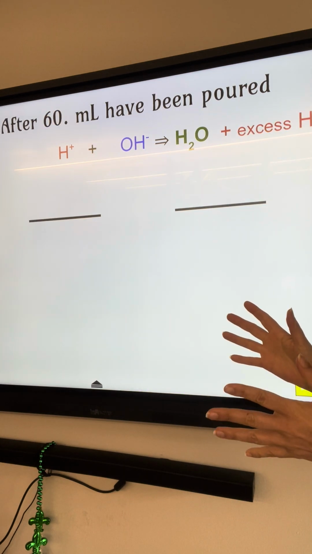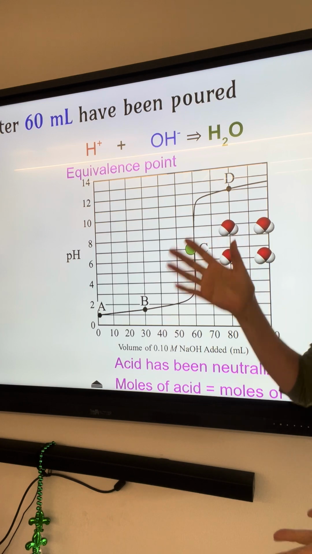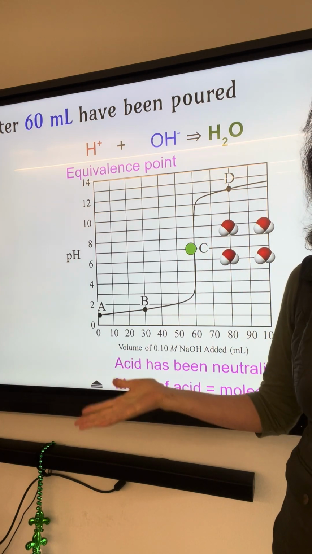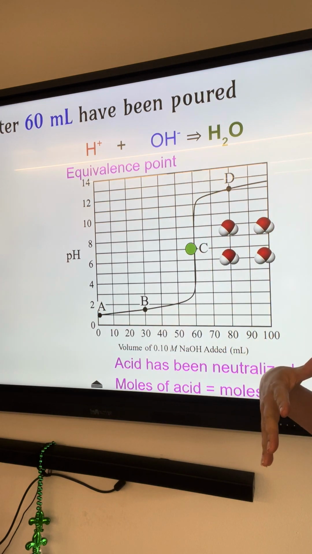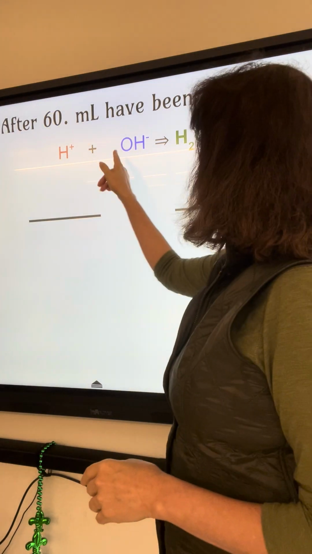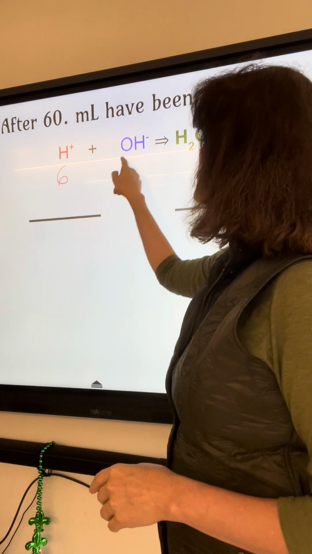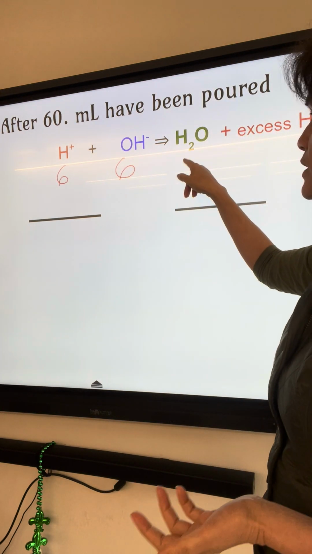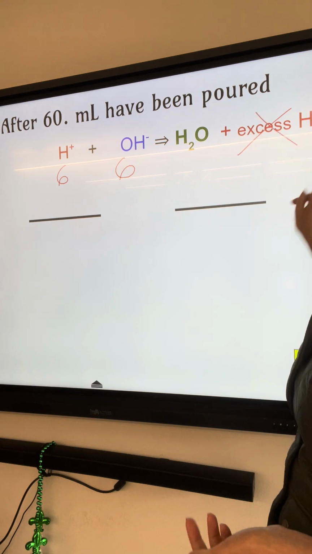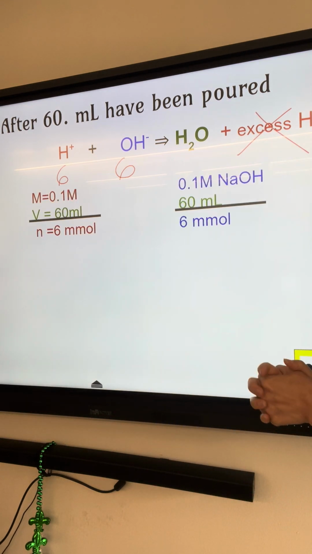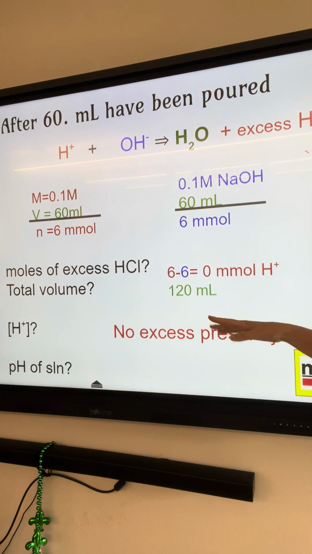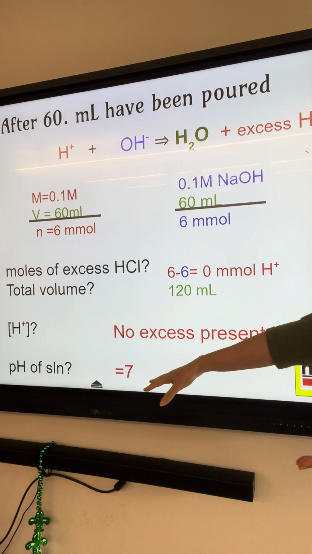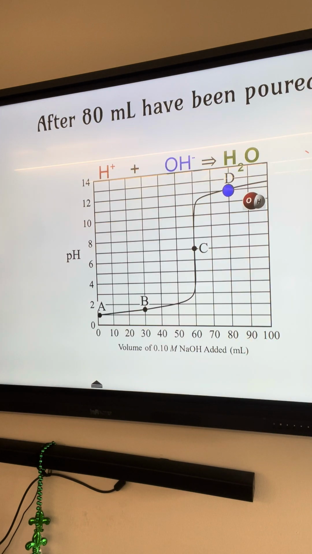It got all neutralized, so what do? The pH will be the pH of what? Water. So no calculations. You know you're at the equivalence point, strong acid, strong base. You had H's plus OH's made water. You had 6, you just made water. No excess, right? So your pH is 7. So that's what this is showing, is 0, no excess is present, just water, pH is 7. Everybody okay with that? Now we're gonna add more.